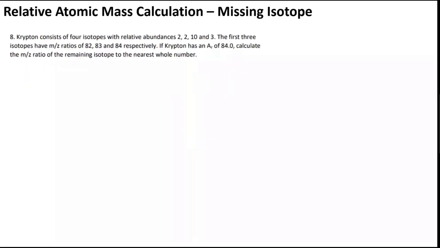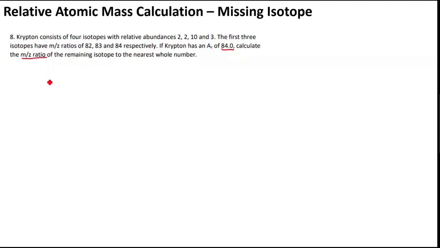Now we're going to get to the trickier ones. So they could give you a question where they actually give you the relative atomic mass, and this time they have. They've told us the relative atomic mass is 84. We're now going to have to work out something else. And this time, we're going to have to work out one of the M/Z ratios.